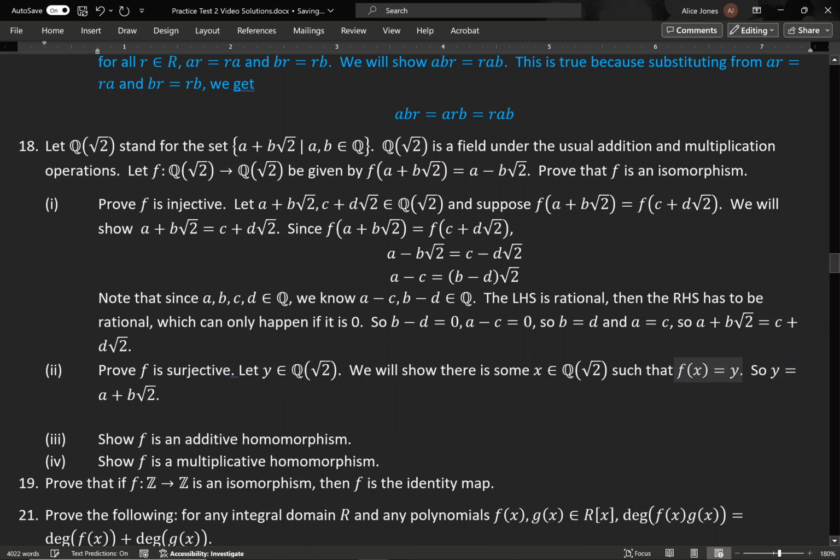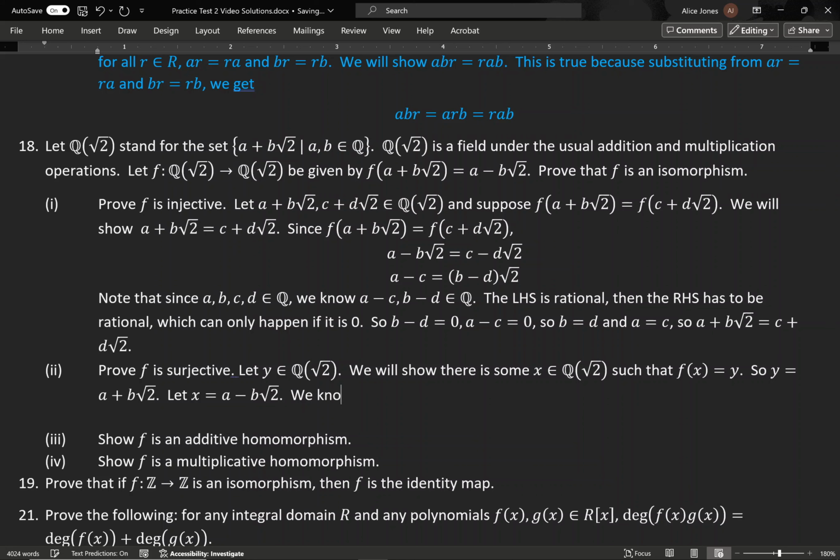And now I need to figure out what x would have to be to map to this. So if the output from the function is a plus b square root of 2, what would the input have had to have been? Hopefully it's not that hard for you to figure out. It's just a sign switching function. So if the output is a plus b, the input would have had to have been a minus b. So basically you just go ahead and let x be, you don't really have to do a solving process because it's pretty easy. So just let x be a minus b square root of 2. And then we just have to show that x is in this set, q square root of 2, and that when we plug it into f, we do get y.